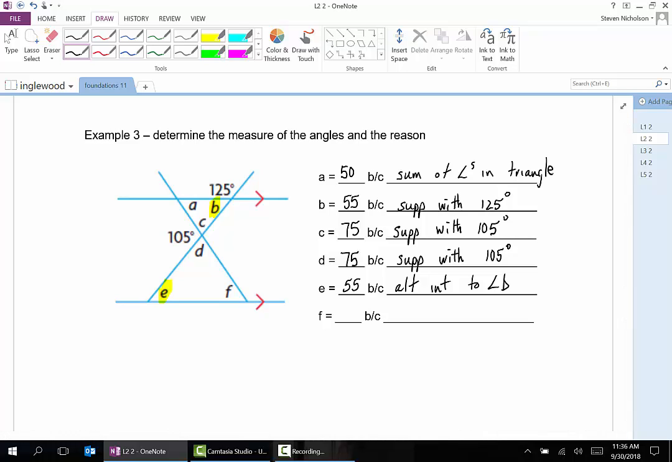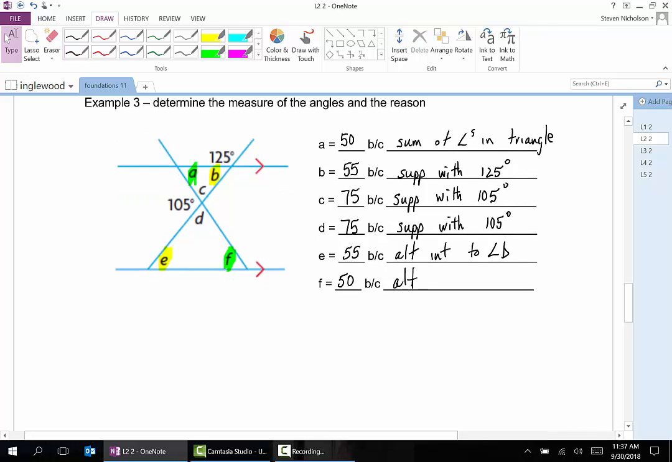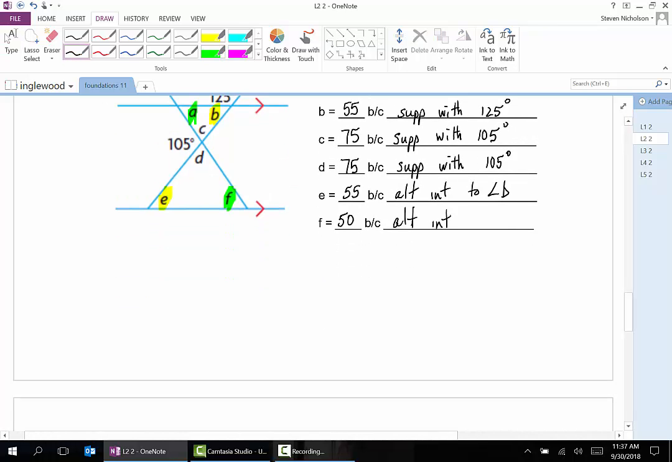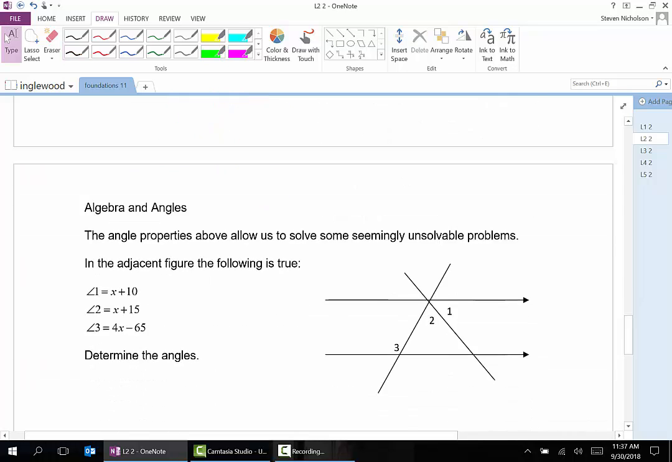And finally, angle F. I could have done angle F after I knew D and E as well, and we could say angles inside of a triangle for angle F as well. But also, I want you to notice that angle A and angle F are alternate interior. So that's the reason I'm going to use. We could use a few different reasons as long as they make sense and as long as you describe them.